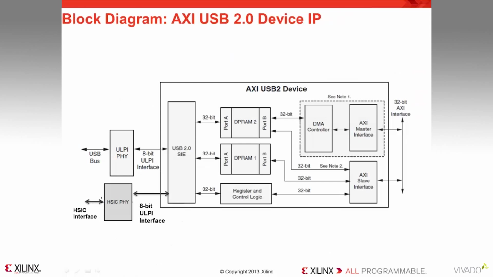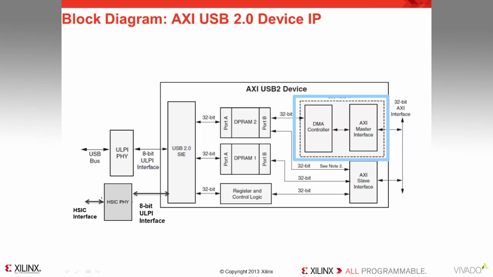Now let's talk about a block diagram of this IP. As you can see on right hand side, you have 32-bit AXI interface. There is AXI slave interface through which AXI master like a DMA or a MicroBlaze processor or Zynq can access register control logic. Through this slave port, a master can connect to USB slave device through AXI slave, DPRAM, SIE and ULPI PHY data path. As you can see, the DMA controller and AXI master interface is an optional interface.